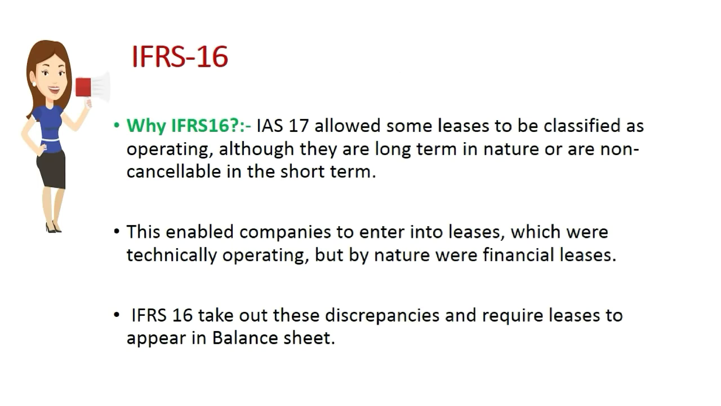Now we'll move on to IFRS 16, which is the latest international standard on lease accounting. So why do we need IFRS 16 when we already have IAS 17 leases? IAS 17 allowed some leases to be classified as operating, although they are long-term in nature or are non-cancelable in the short term. This enabled companies to enter into leases which were technically operating but by nature were financial leases. IFRS 16 takes out these discrepancies and requires leases to be classified as finance leases and appear in the balance sheet.